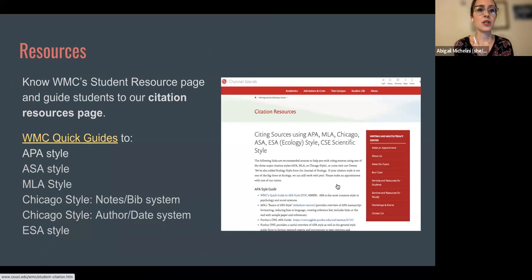Okay, so our style guides are on the student resource page on our website. I did just give you the link in the chat, and we have quick guides to all the major styles used here at Channel Islands.